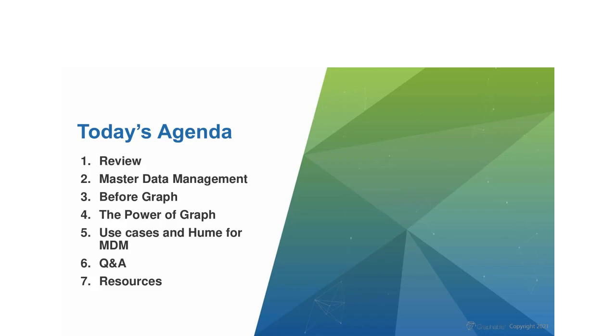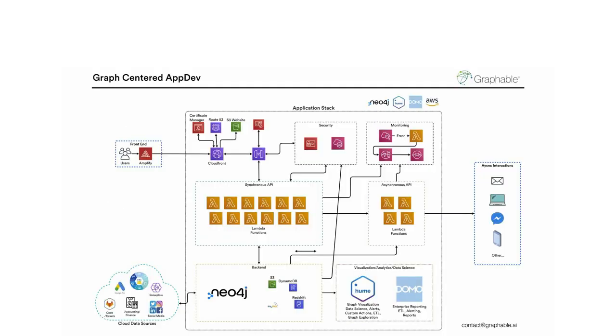But if we go on towards the definition of master data management, or sorry, if we start with our review of our graph-centered AppDev, this is a sort of typical application stack that we see with a lot of our clients. This is actually available as a handout that we can share right now, and you'll be able to download. And what we see in this diagram is that there's a lot of different needs that applications serve, and serving that flexibility can present a major challenge for old style applications.